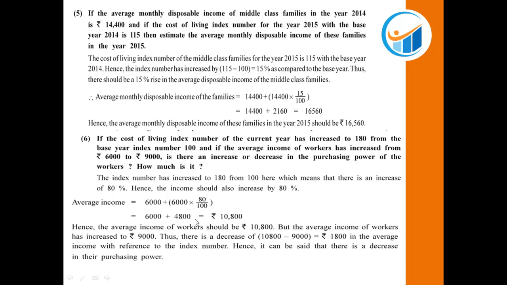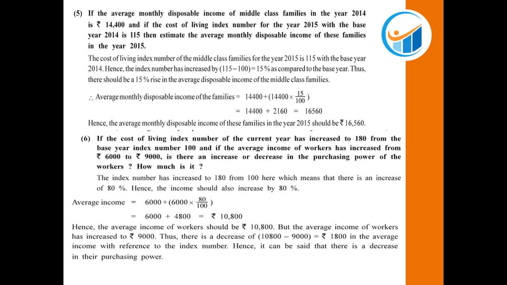Now we check how much percentage increase is actually there. So the average income is 6,000 in the base year, and there should be a required increase of 80% in the income of the previous year. So 6,000 into 80% should come to 4,800. So your average income should be 6,000 plus 4,800. It is required to be 10,800, but actually, as you see in the question, the average income of the worker has increased only from 6,000 to 9,000, so we can say only a 50% increase is there.